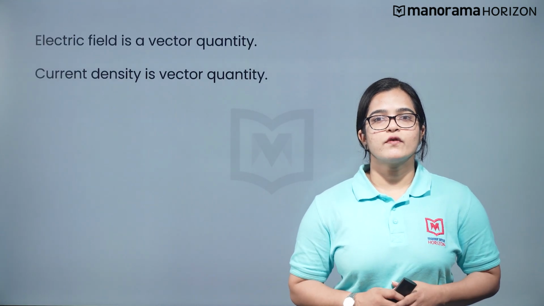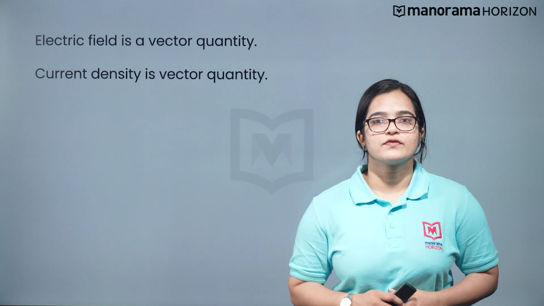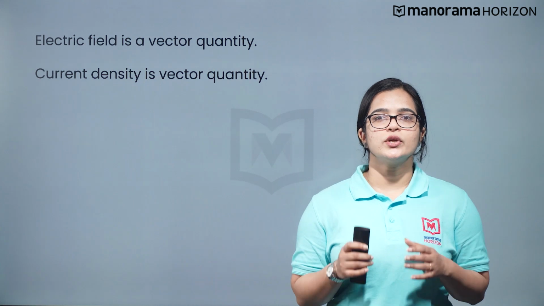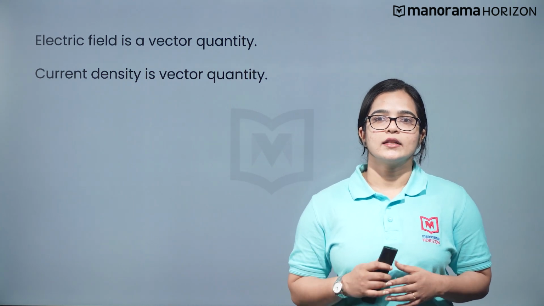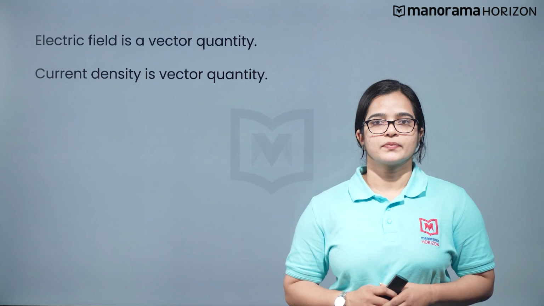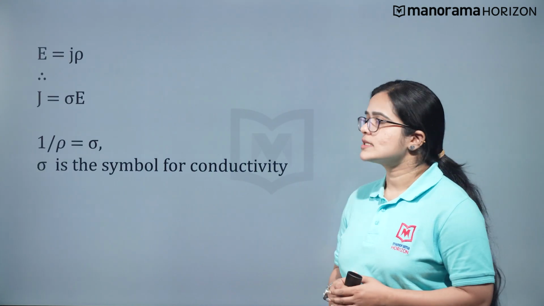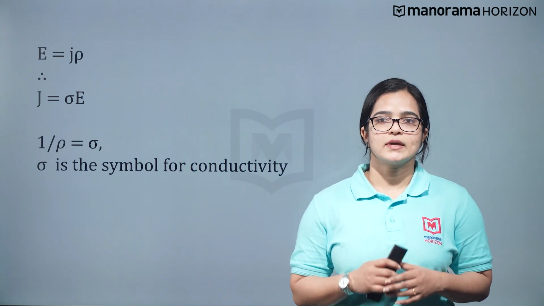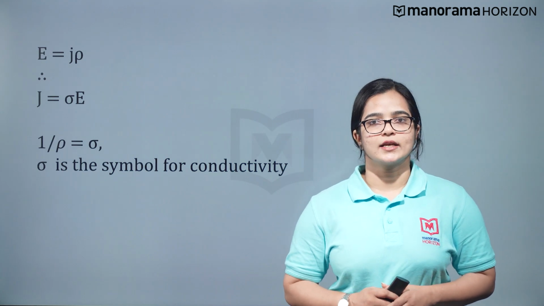The above relation for magnitudes E and J can indeed be cast in a vector form. The current density, which we have defined as the current through the unit area normal to the current, is also directed along E, and therefore it is also a vector. Thus, the last equation can be written as the current density is equal to sigma times the electric field. We can represent sigma as the reciprocal of resistivity, which is known as conductivity. Let us summarize what we have learned so far.